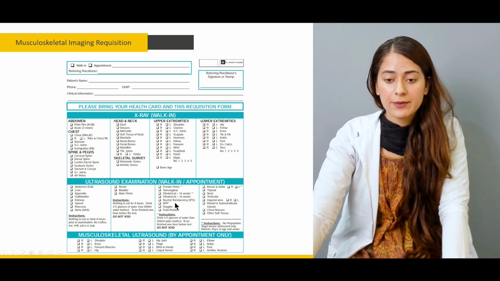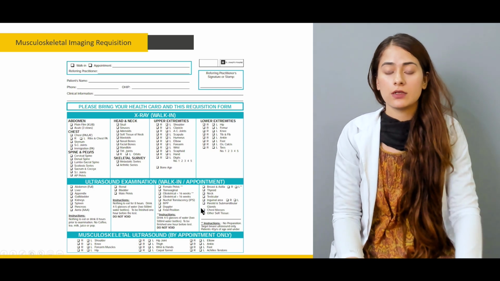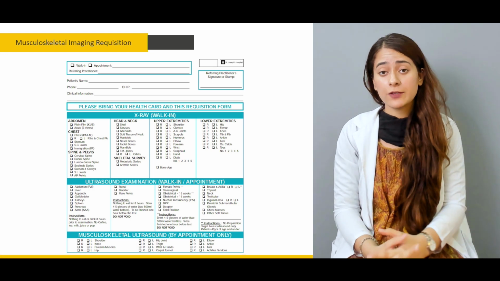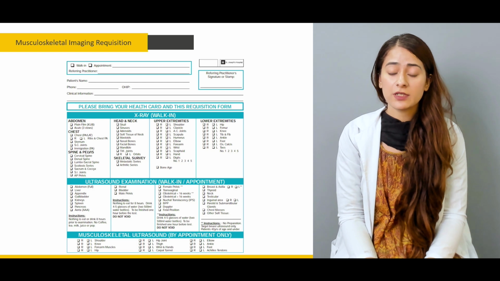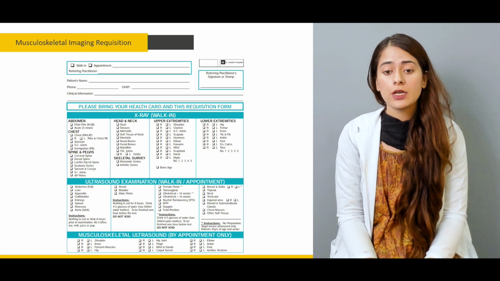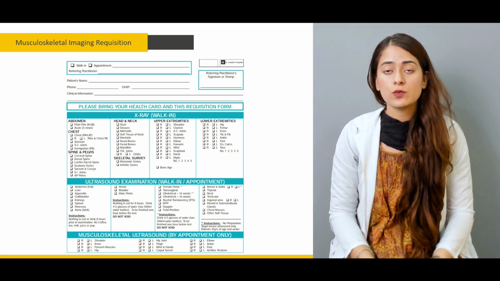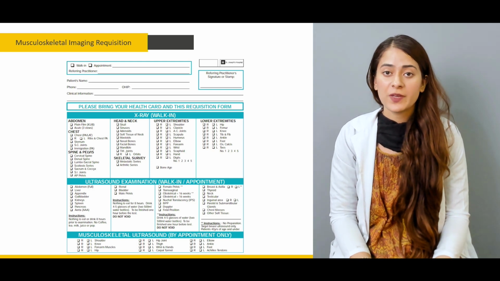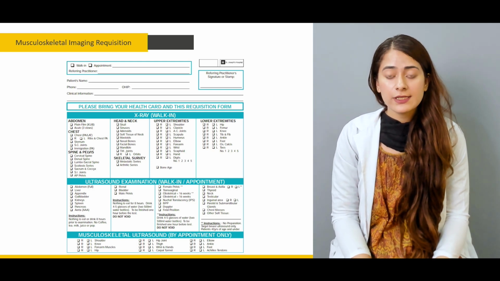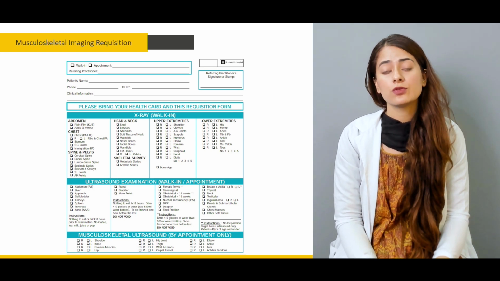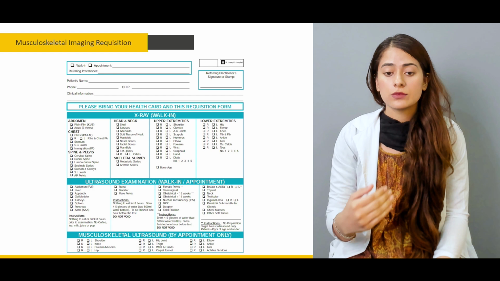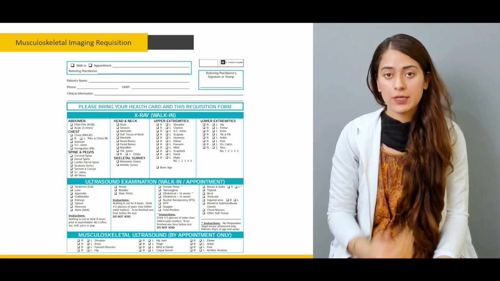So ultrasound examination is very good if we are expecting some rupture in the tendon or ligament. There is good visualization. So when we talk about X-rays, we use the terms of opacities and lucencies. When we're talking about ultrasounds, we use the terms hyperresonant or hyporesonant.